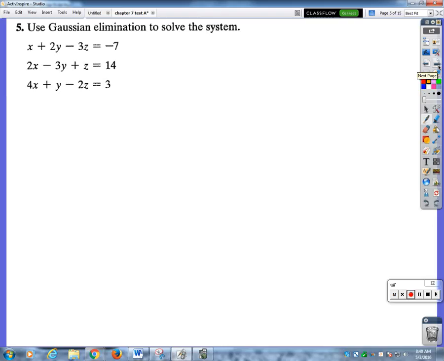Yeah. Okay. All right, so then this says use Gaussian elimination to solve the system again, and now you're tired of it. And so you just take this and you make it into a matrix.